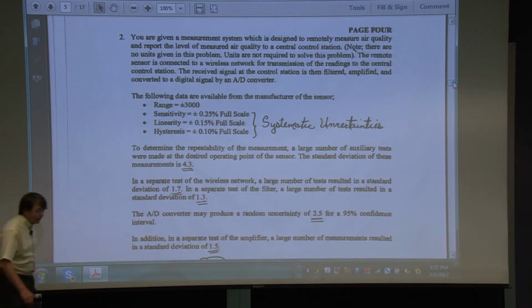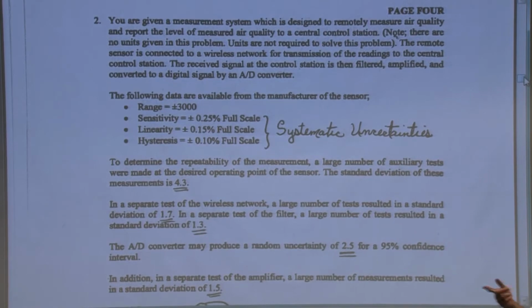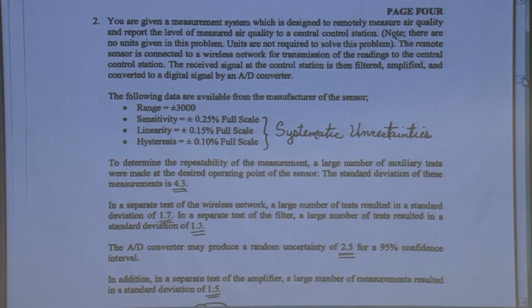Now, just from the layout of the problem, what does this bring back to mind? Chapter 5, Chapter 2, Chapter 6, Chapter 9, Chapter 10? I think it's Chapter 7, because we're given a measurement system. Remotely measure air quality. The remote sensor is connected to a wireless network for transmission to a central control station.